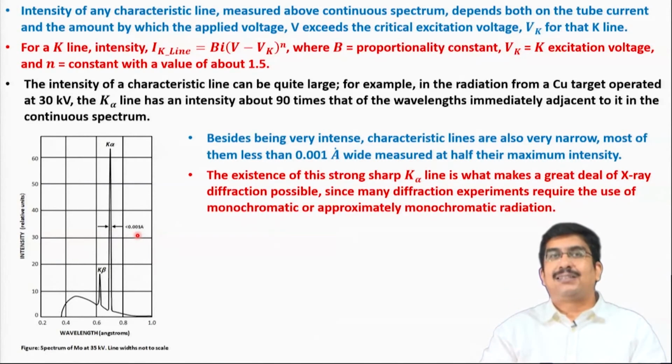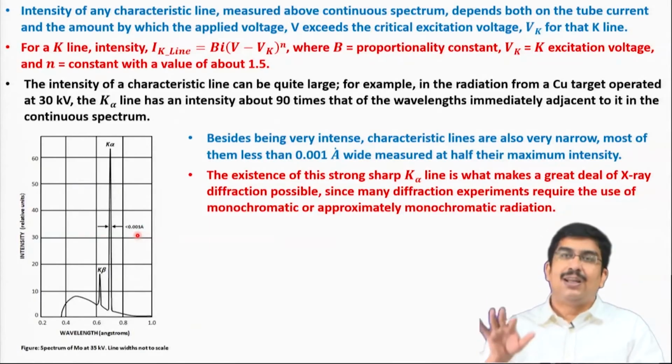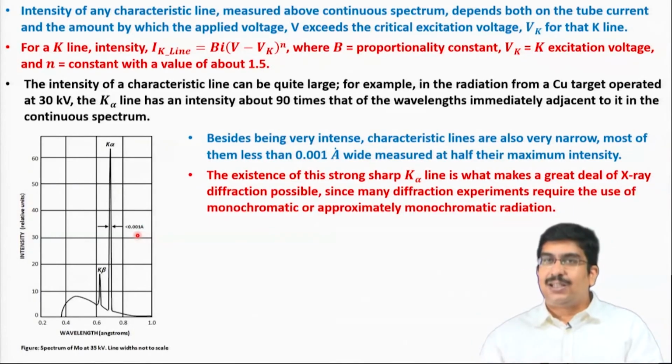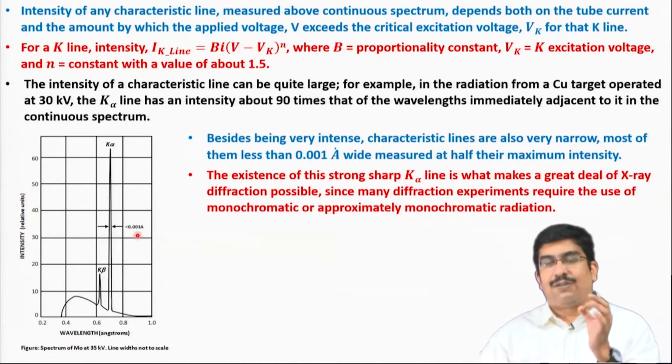these characteristic X-ray radiations are best suited for X-ray diffraction experiments. We have discussed that. X-ray diffraction means n lambda equals 2d sin theta. Now, d is constant for any material that you are studying, you measure sin theta in the detector, and you need a monochromatic source for diffraction.